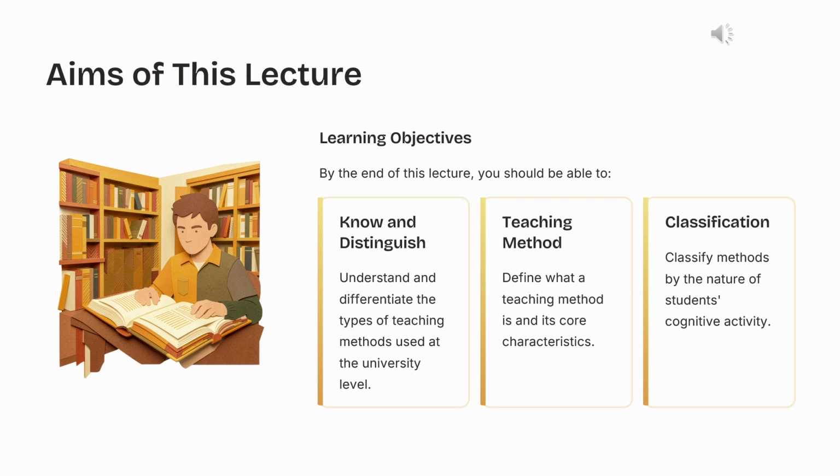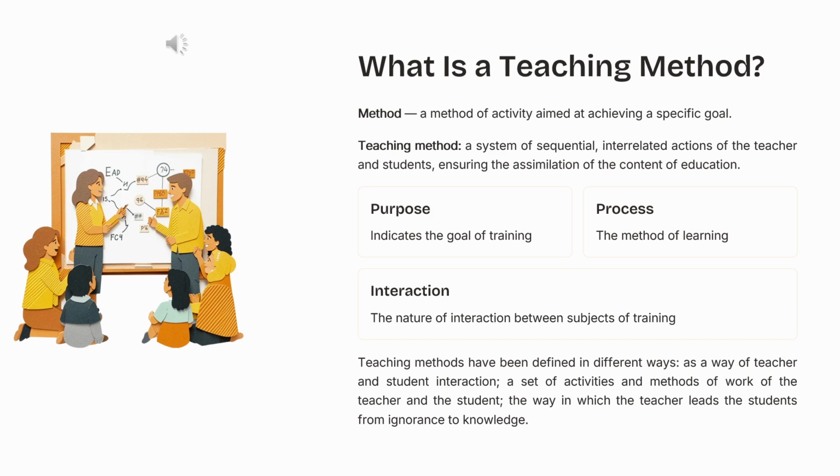most effective. A teaching method is defined here as a system of sequential and interrelated actions of teacher and students that ensures the assimilation of educational content. This definition is especially important because it presents the method not as an isolated technique, but as an organized form of activity directed toward a pedagogical aim. The slide further identifies three central dimensions: purpose, process, and interaction. Purpose indicates the goal of training, process concerns the path of learning itself, interaction refers to the relationship between the subjects of education. Therefore, a teaching method should be understood as a structured unity of aim, action, and pedagogical relation.